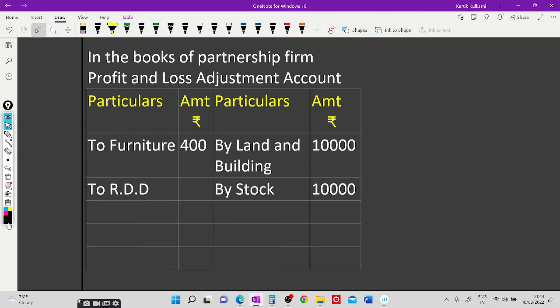Always remember that increase in the value of the asset, you have to credit profit and loss adjustment account, and any decrease in the value of the asset, you have to debit the profit and loss adjustment account. So all the gains due to revaluation of the assets and liabilities are credited to profit and loss adjustment account, and any loss due to the revaluation of assets and liabilities are recorded to the debit side of the profit and loss adjustment account.